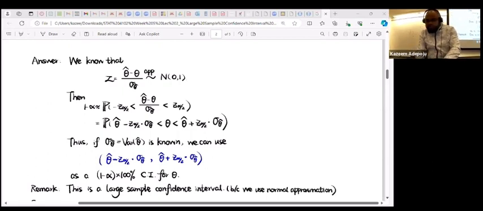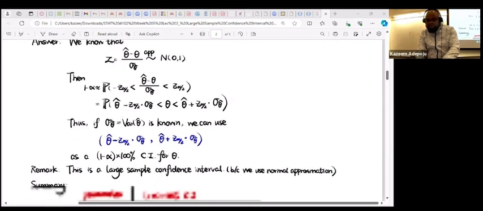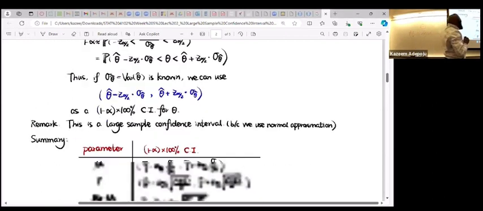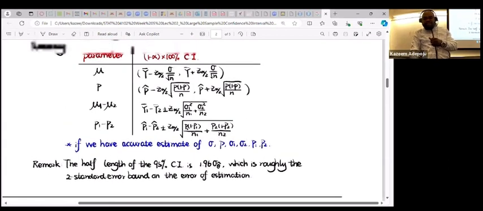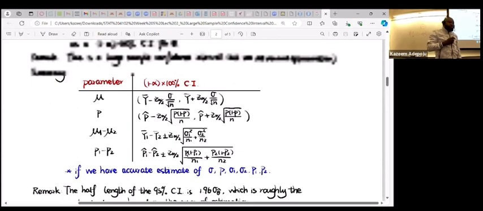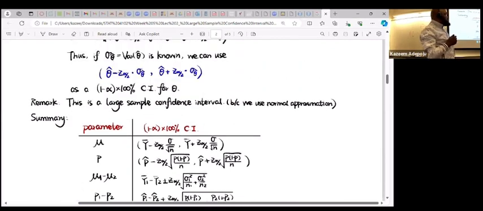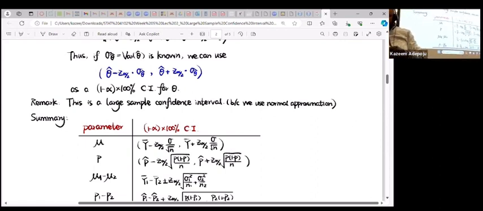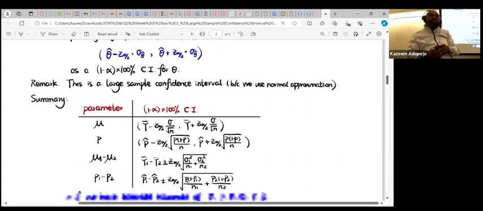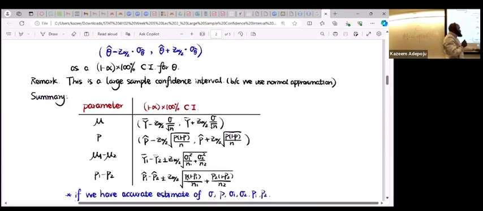I'm going to say in the remarks, this is what we call a large sample interval. Now, you know what I want to do? If that is a large sample interval for all the 4 common point estimators, if I have this parameter, then what you see on the other side is the large sample interval estimator. Take a look at that. Okay, can you see that?